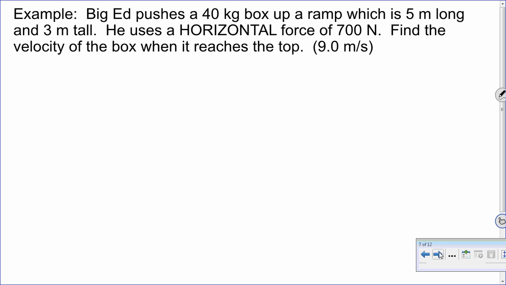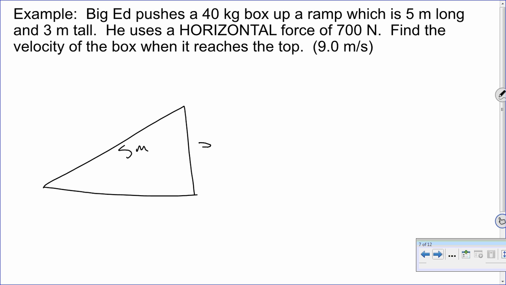All right, so let's make ourselves a drawing. Here's the ramp. The problem told us that it's 5 meters long and 3 meters tall. What do you notice about this triangle? It's a 3, 4, 5 triangle, so that means this side is going to be 4 meters, right?